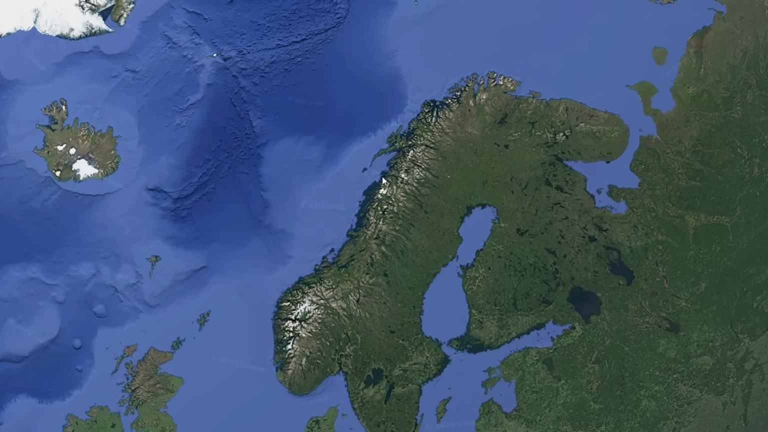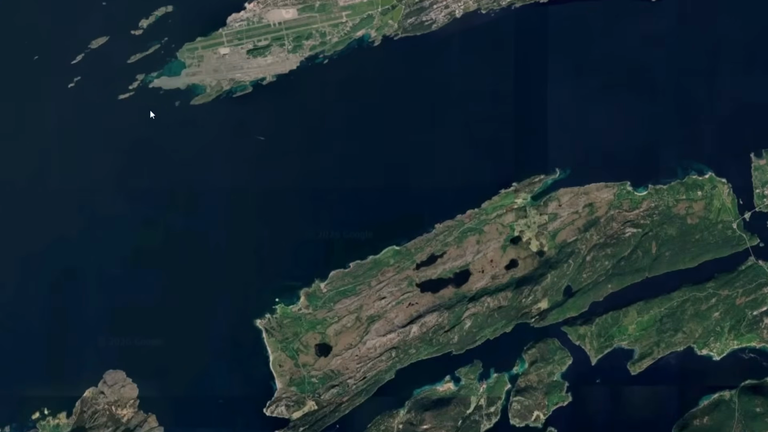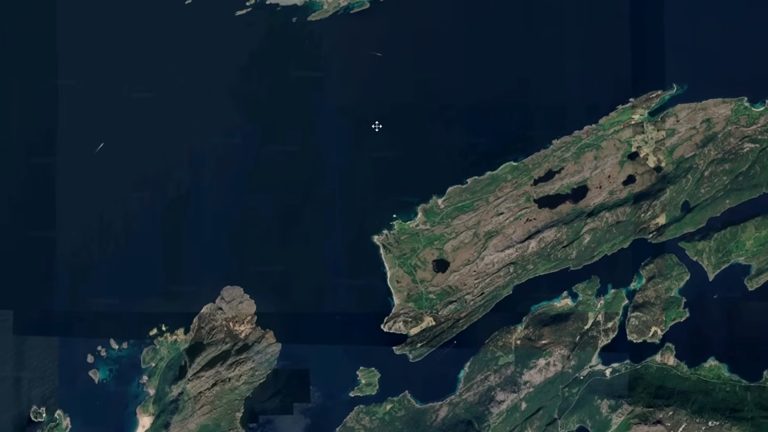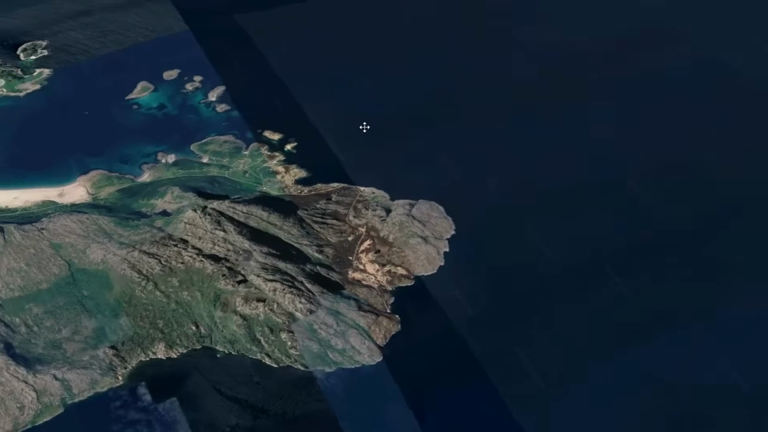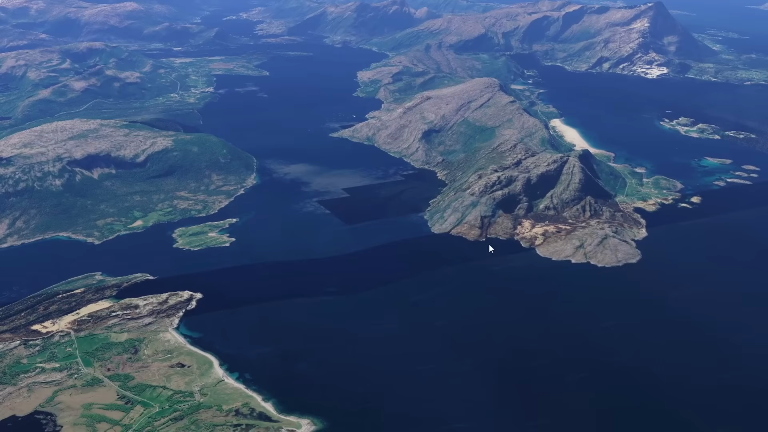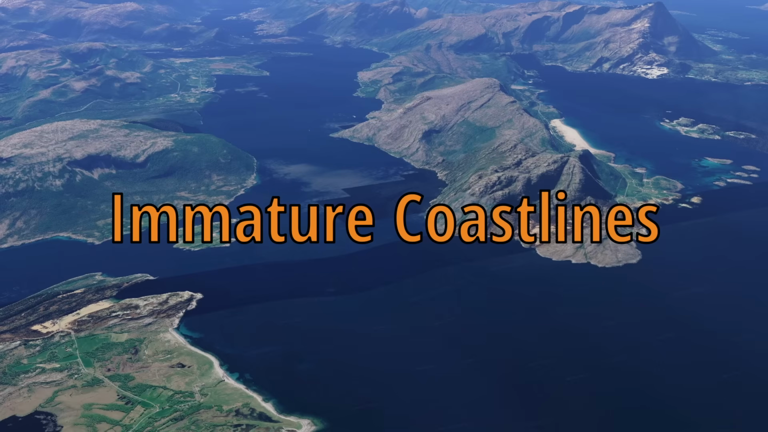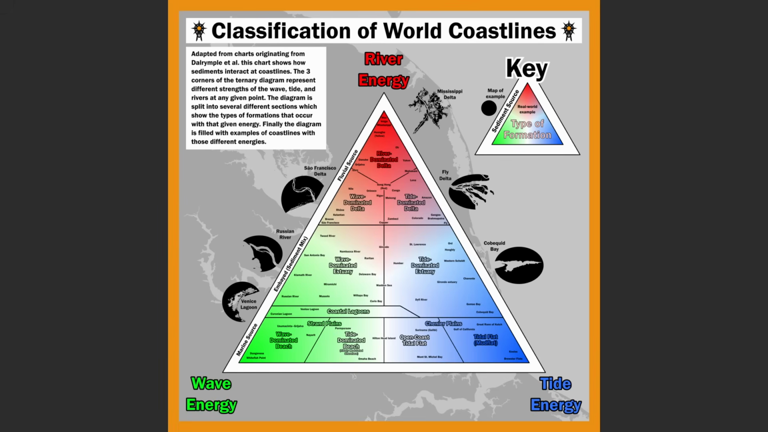Take fjords, for example, where there are mountains right next to the sea. In this case, even though the coast technically is wave, river, or tide dominated, you will not find the features such as a river-dominated delta or a beach because of the extreme topography. These coasts that do not form these features on the chart are known as immature because the sediment hasn't been able to fill in the waterway. And fjords are the most common example of an immature coastline. But I encourage you to look at any coastline and determine where it may fall on this chart.